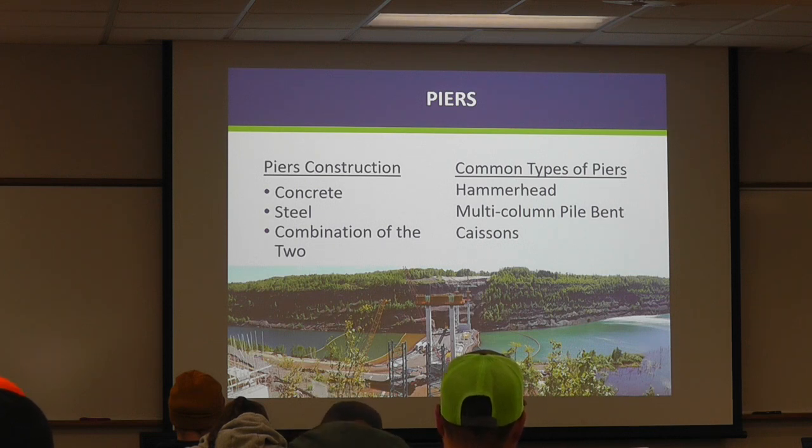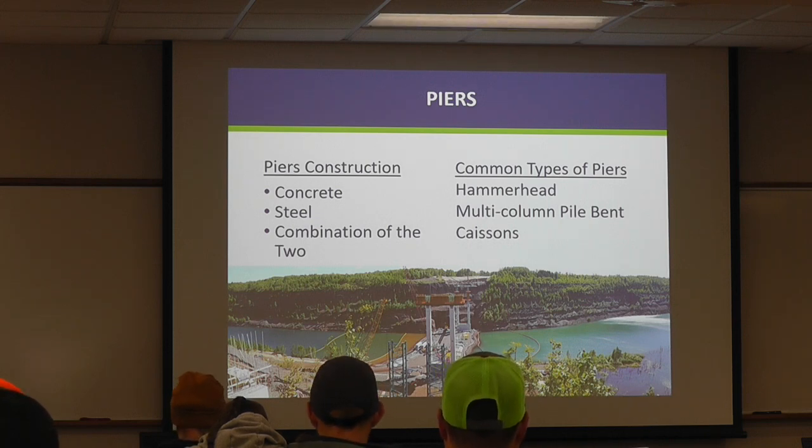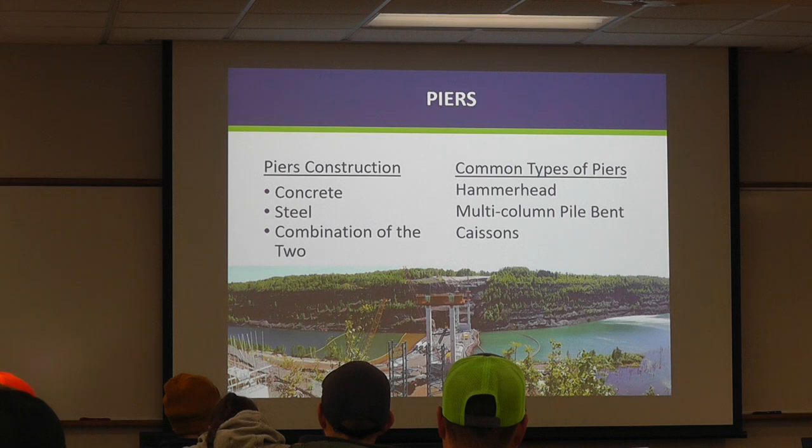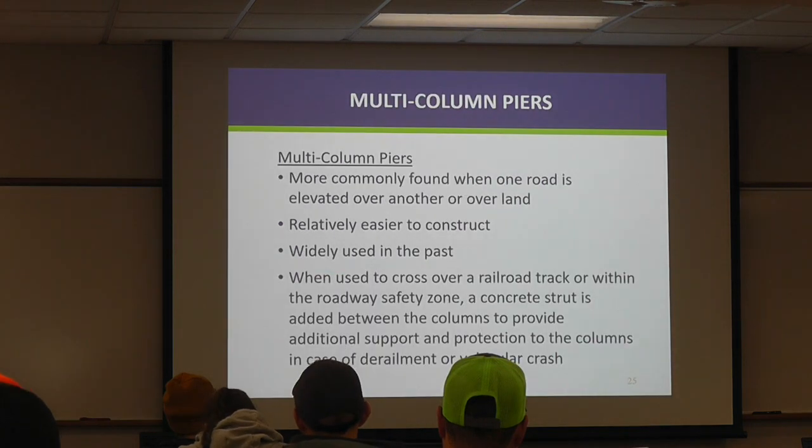Okay, so let's move on from abutments to piers. Piers can be made of different materials. Certainly timber could fit in here as well, but we're going to concentrate on concrete, steel, or a combination of the two. Most of our piers are going to be reinforced concrete. Occasionally we do have steel piers that are used. The common types of piers are hammerhead, multi-column, and caissons. So we'll talk a little bit about each of these.